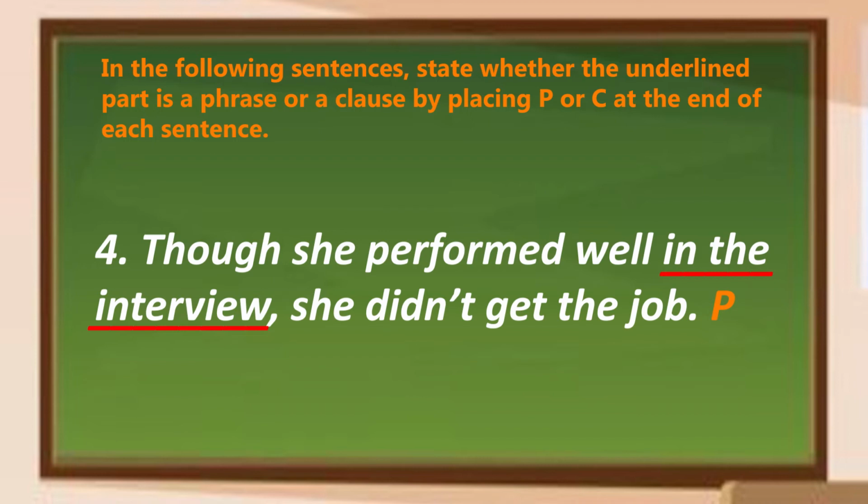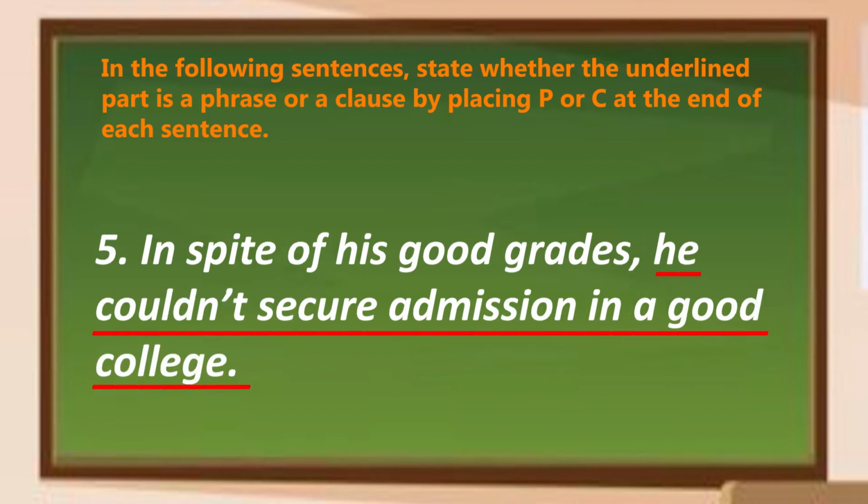Let's continue. Sentence 5. In spite of his good grades, he couldn't secure admission in a good college. And the part of the sentence that is underlined reads, he couldn't secure admission in a good college. Is this a phrase or a clause? Shout it out. This is a clause. Very good, because it has a subject and a verb.